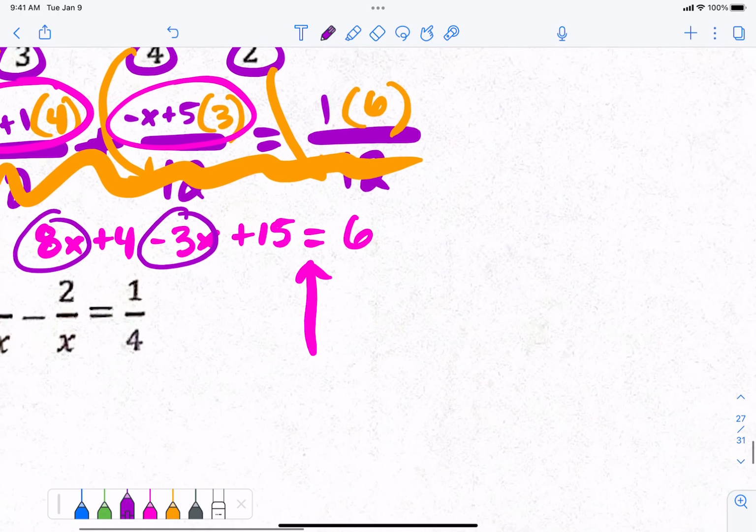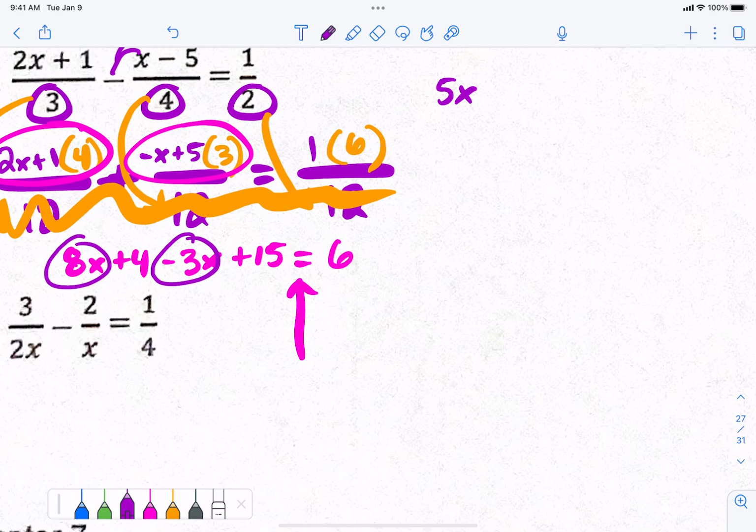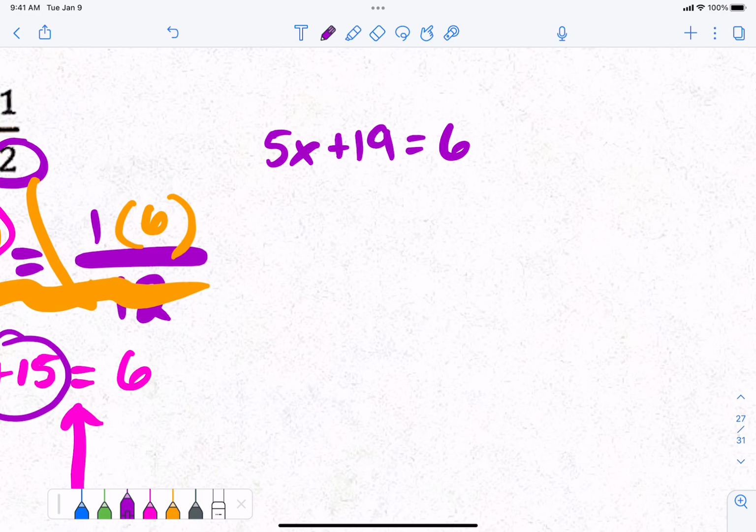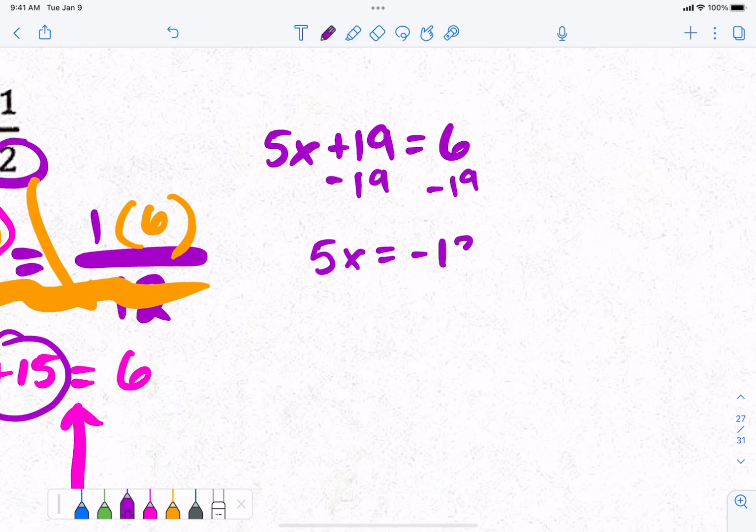So what's 8x minus 3x? 5x. Okay, now can we put the 4 and the 15 together? Well, you're going to move them on the other side. I'm going to put them together first, 19, before I move it. You can move them individually, but I'll combine them first. Minus the 19 over. 5x equals negative 13. That doesn't divide by 5. X equals negative 13 fifths, negative 2.6 or negative 13 over 5.